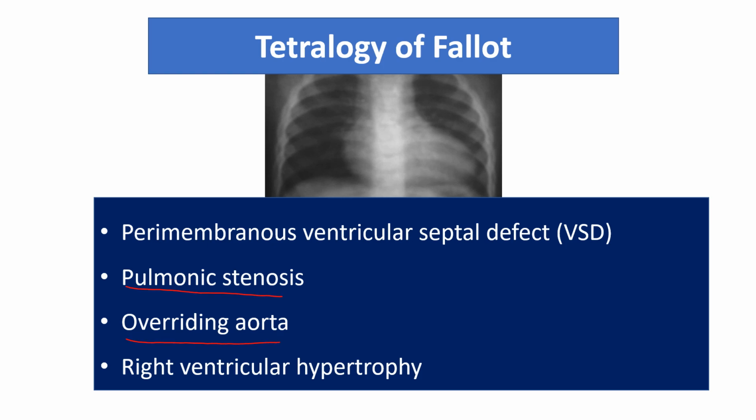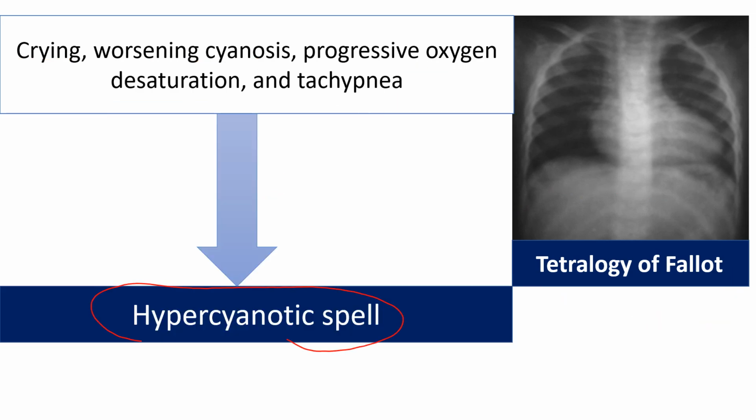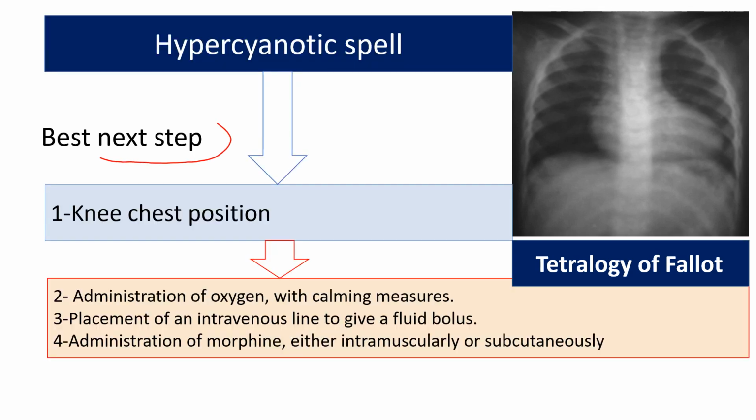right ventricular hypertrophy. If you have an infant or a child with history of Tetralogy of Fallot, presenting with crying, worsening cyanosis, progressive oxygen desaturation, and tachypnea, what is the most likely cause? Hypercyanotic spell. Hypercyanotic spell in cases of Tetralogy of Fallot is precipitated by crying, fever, or any cause or factor associated with decreased systemic vascular resistance. What is the best next step in this case?